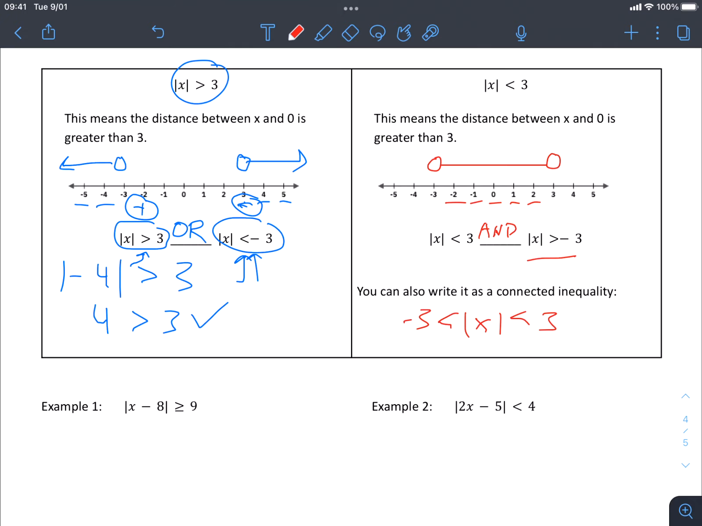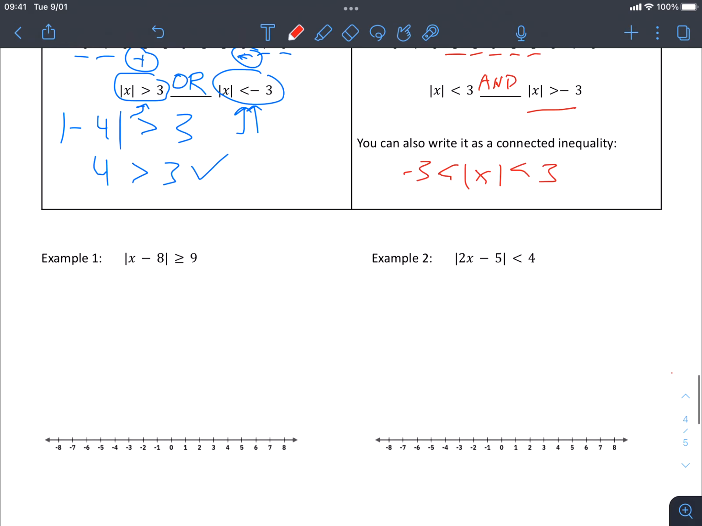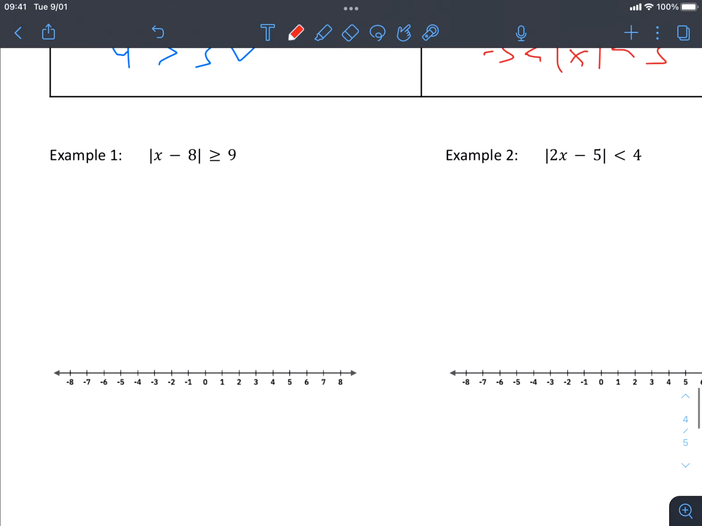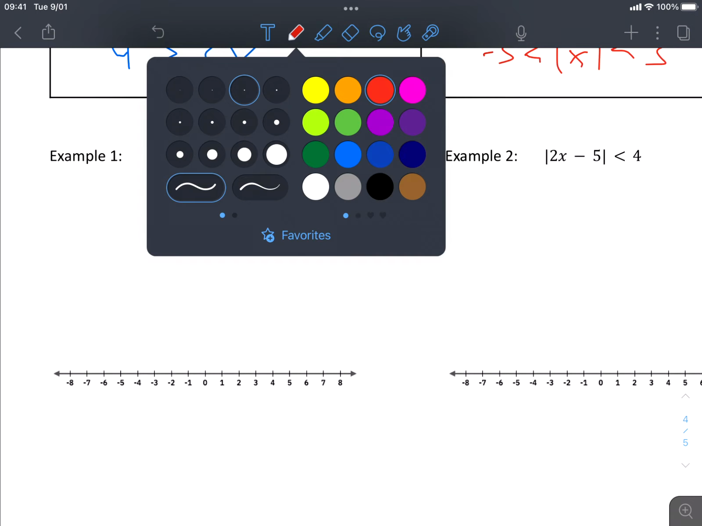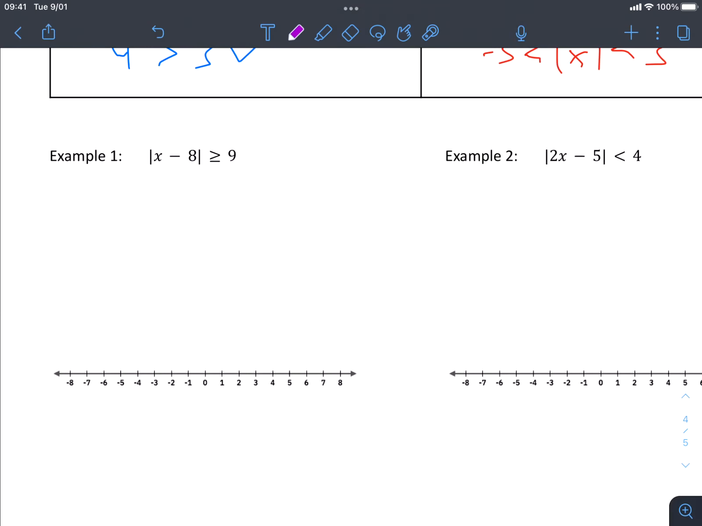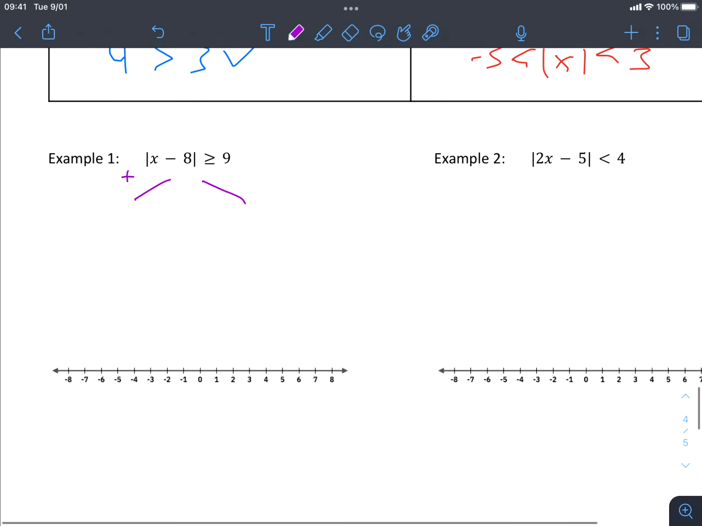Let's take a look at a few examples of absolute value inequalities, and we'll graph them and see what we get. Similar to absolute value equations, I need to write a positive and negative version after my absolute value is isolated, which it already is.